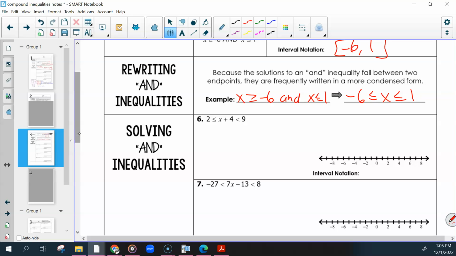Alright, so let's try number 6. Here, where or inequalities, you solve them separately, and inequalities, you solve together. So whatever you do to one, you do to everything. So our goal is to get x by itself in the middle. So we would get rid of the 4 by subtracting, but do that to all sides. So we end up with negative 2 is less than or equal to x, which is less than 5. Our and inequalities will already be set up like this, so you don't have to condense them.